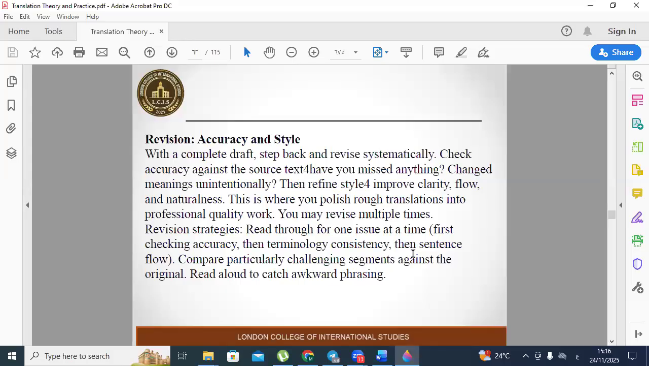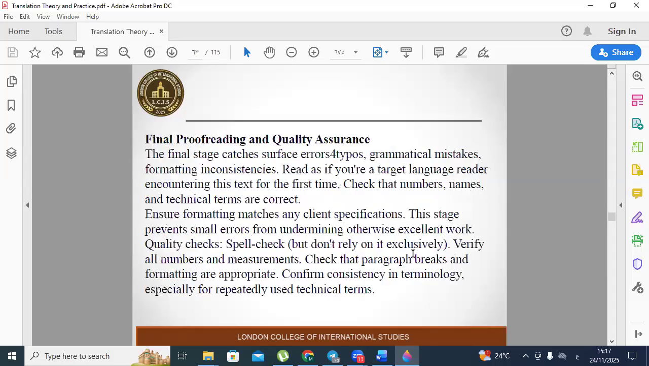multiple times. Revision strategies: read through for one issue at a time. First, checking accuracy, then terminology consistency, then sentence flow. Compare particularly challenging segments against the original. Read aloud to catch awkward phrasing.